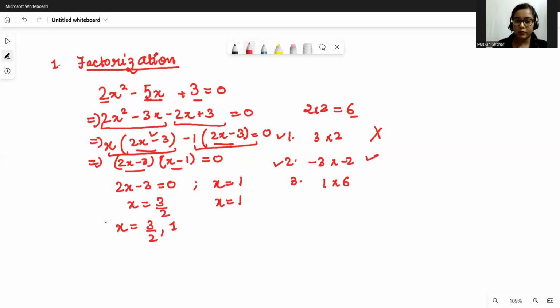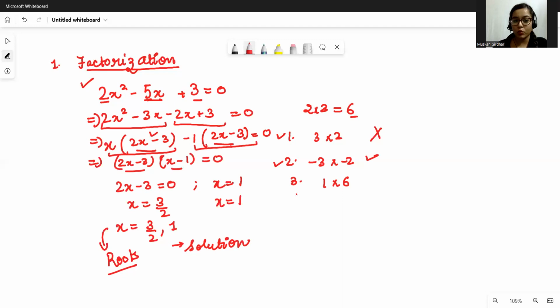Now what do we call them? We call them roots. You must be wondering what roots are. Roots are the numbers which satisfy this equation. For what values of x this equation is satisfied, those values are known as roots. Sometimes we also call them solutions.